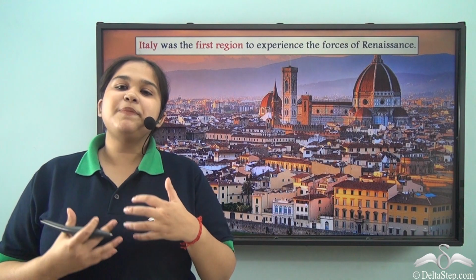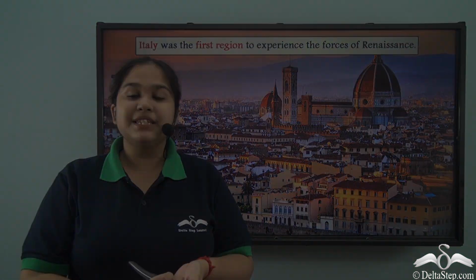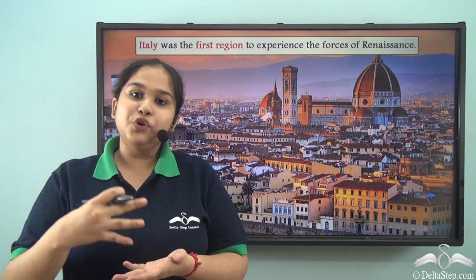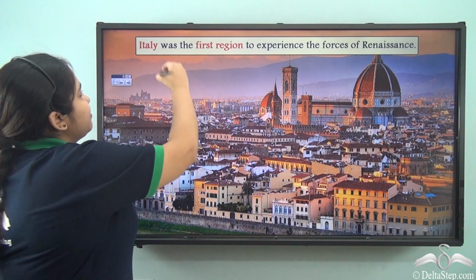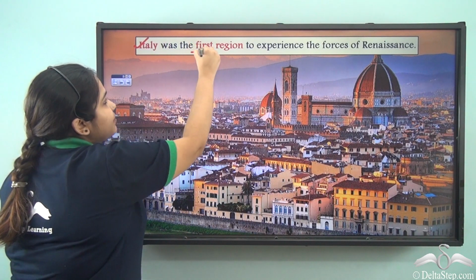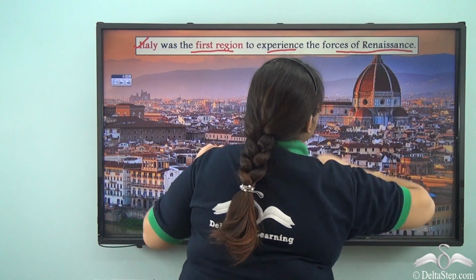So where were these people migrating? They were migrating to Italy. So now we see that Italy becomes the hub where people from various areas were coming in and exchanging ideas. Thus, Italy becomes the first region to experience the forces of Renaissance.